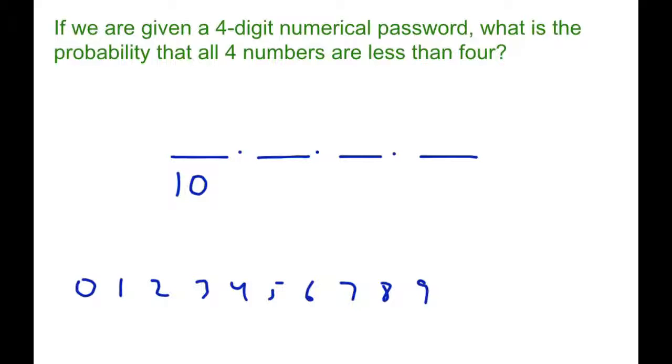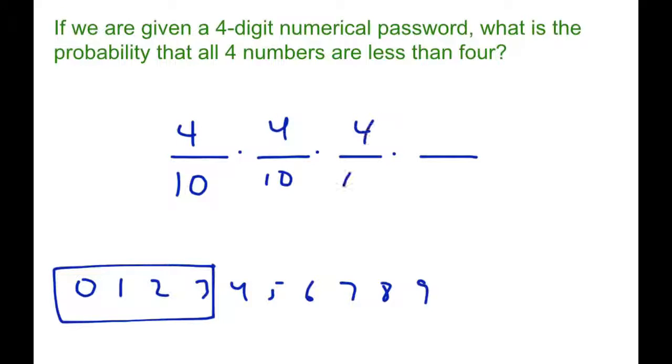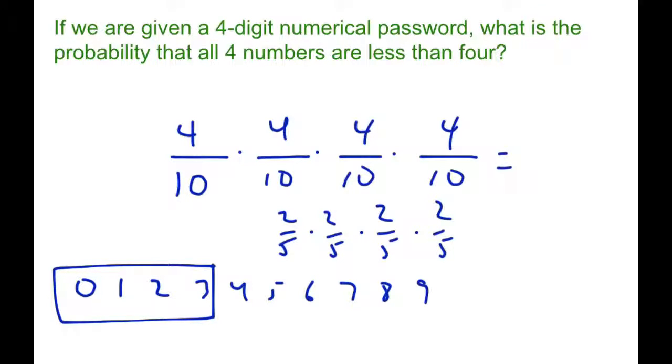So less than 4 would be these guys right here. Remember, you don't include 4. So it looks like there's 4 numbers that are less than 4. So 4 out of 10, 4 out of 10, 4 out of 10, and 4 out of 10. Could have simplified, and it could have been 2/5 times 2/5 times 2/5 times 2/5. Either way, once I multiply it, I simplify, I'm going to get 16 over 625.